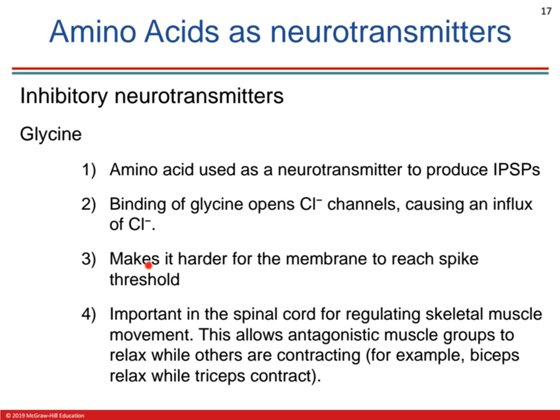Activation of these chloride channels makes it harder for the membrane to reach spike threshold, so they have an inhibitory effect. In other words, as I've discussed in a previous lecture, an IPSP is defined as a synaptic event that reduces the probability of a spike occurring. And so if you bring the membrane further away from the spike threshold, you reduce that probability.